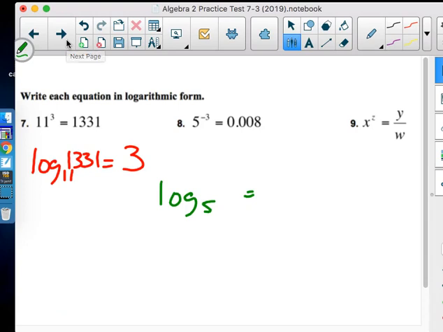Power for the right-hand side. And then that big whopping hole is where we need the 0.008, right? Right there. Again, make sure your 5 looks like a little subscript, not as big as the other numbers.